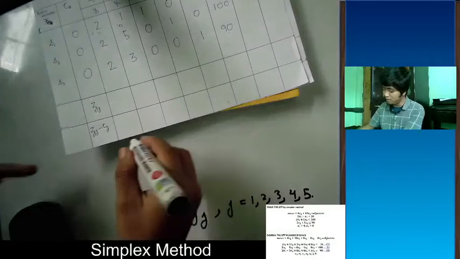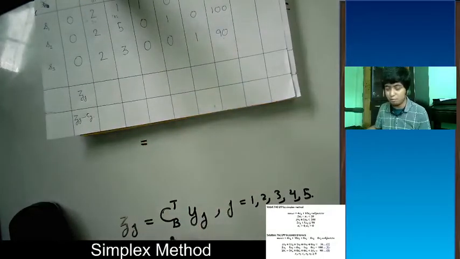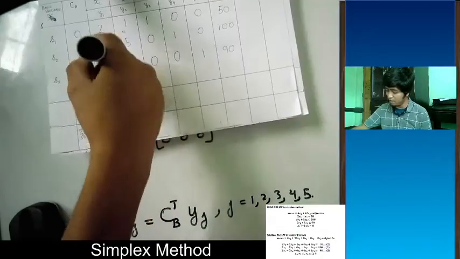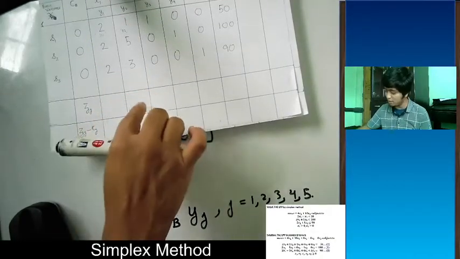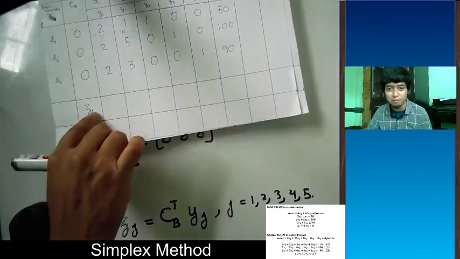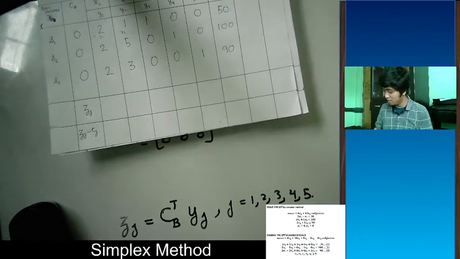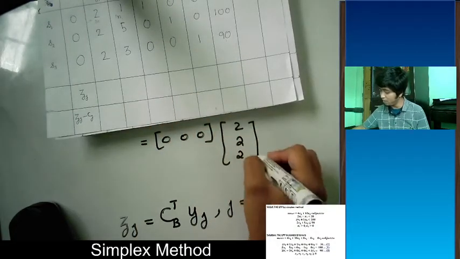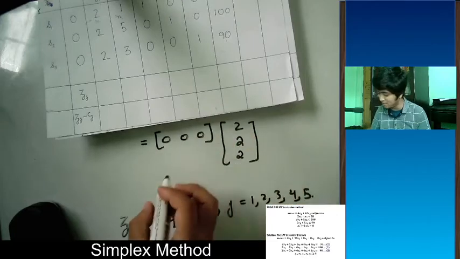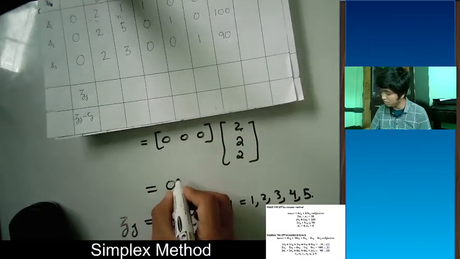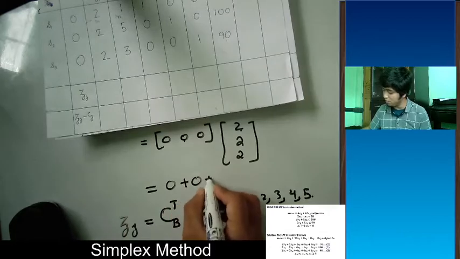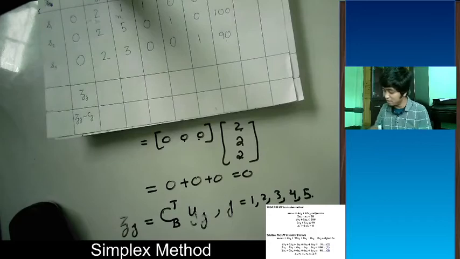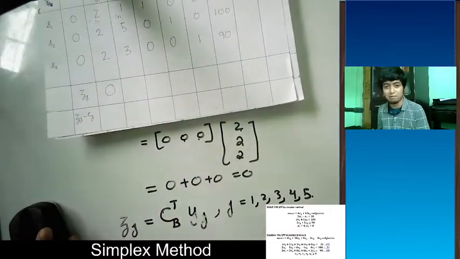Okay, CB transpose is 0, 0, 0. Y1, now that you have to find, this one will be Z1, Z2, Z3, Z4, Z5. That's why I'm denoting it by Zj. So Y1 will be 2, 2, 2. If you multiply this one, how will you do it? Multiply them as matrices. 0 into 2, 0, plus 0 into 2, 0, plus 0 into 2, 0. You will get 0. So this first entry over here will be 0.